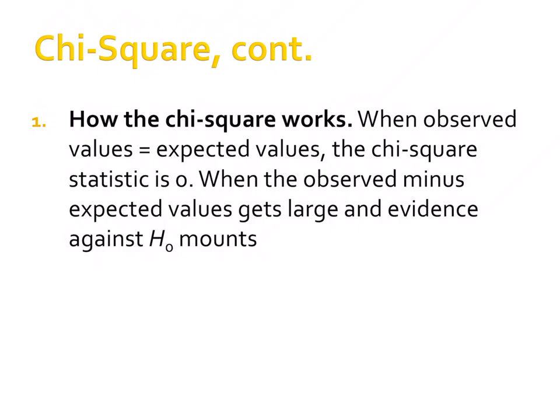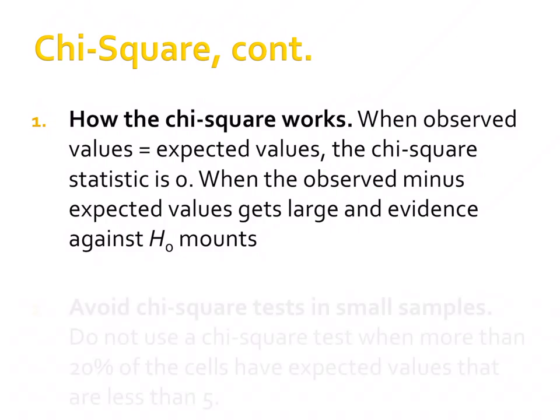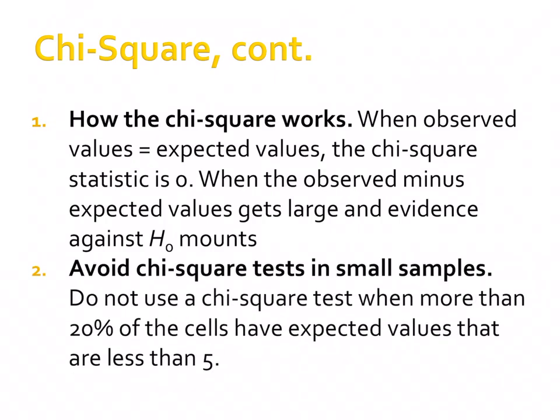So moving on to chi-squared. How chi-squared works is when observed values equal expected values, the chi-square statistic is 0, right? If your observed values are equal to your expected values, chi-squared would be 0, and when observed minus expected values get large, the evidence against the null hypothesis mounts.